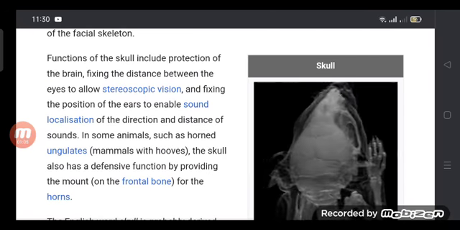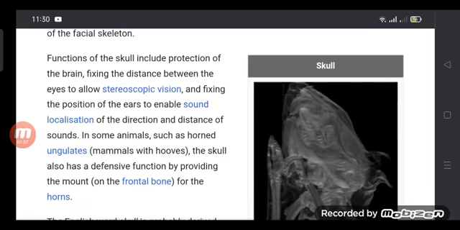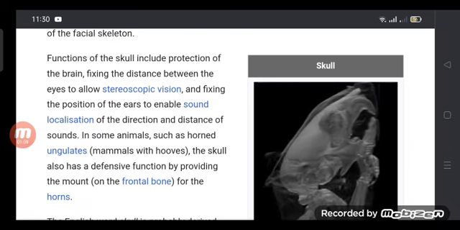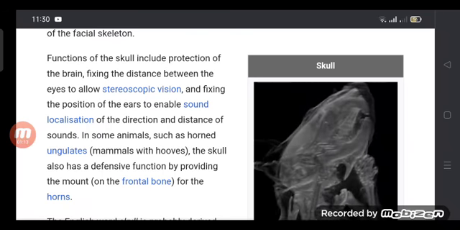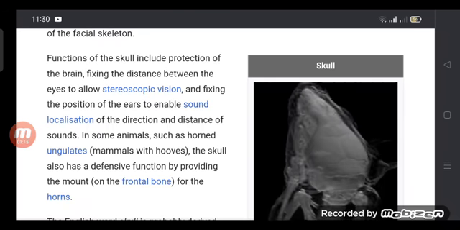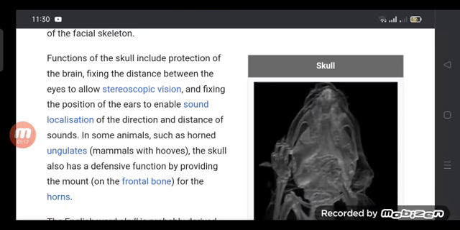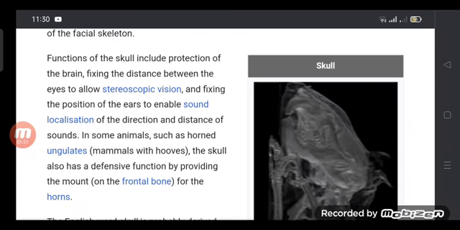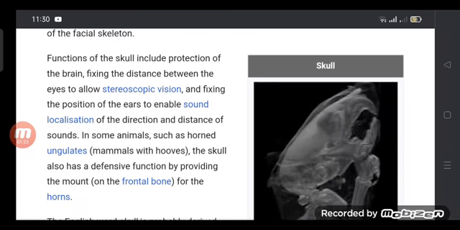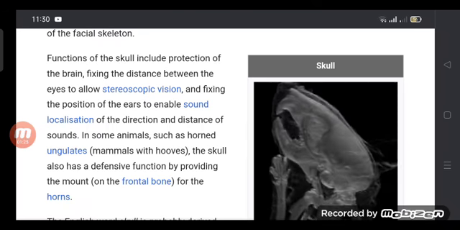Functions of the skull include protection of the brain, fixing the distance between the eyes to allow stereoscopic vision, and fixing the position of the ears to enable sound localization of the direction and distance of sounds.